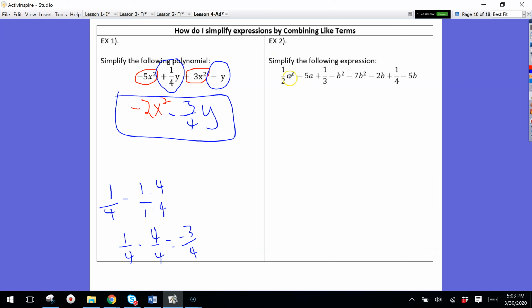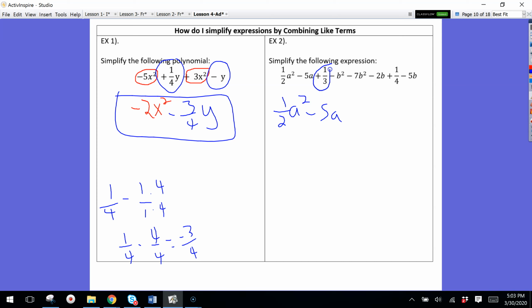Okay, so now my next example here, it looks pretty long, but you want to be careful. So we're combining like terms. Is there any other a squared here that I can combine? No, so all I'm going to do is bring down this positive 1/2 a squared. Is there another a here that I can combine? Not at all, so we're just bringing this down. Now here I just have a 1/3 by itself. This we call the constant. Whenever we have a number that's just by itself, this is a constant.